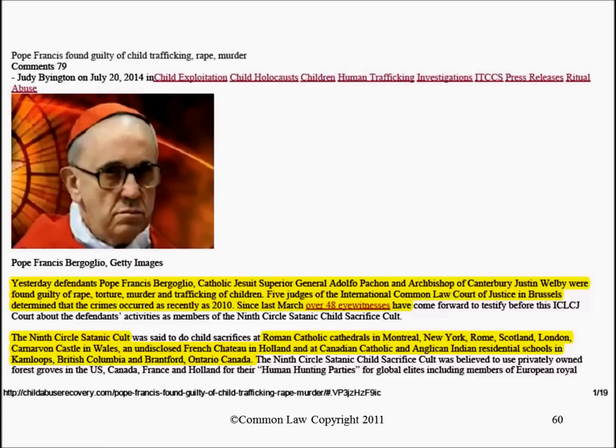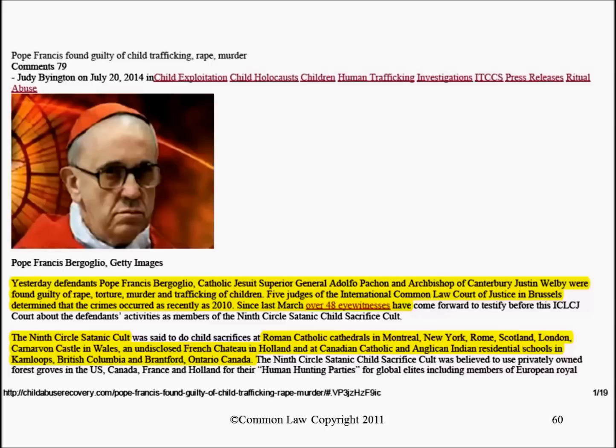Yesterday, defendants Pope Francis Bergoglio, Catholic Jesuit Superior General Adolfo Pachon, and Archbishop of Canterbury Justin Welby were found guilty of rape, torture, murder, and trafficking of children. 5 judges of the International Common Law Court of Justice in Brussels determined that the crimes occurred as recently as 2010. Since last March, over 48 eyewitnesses.